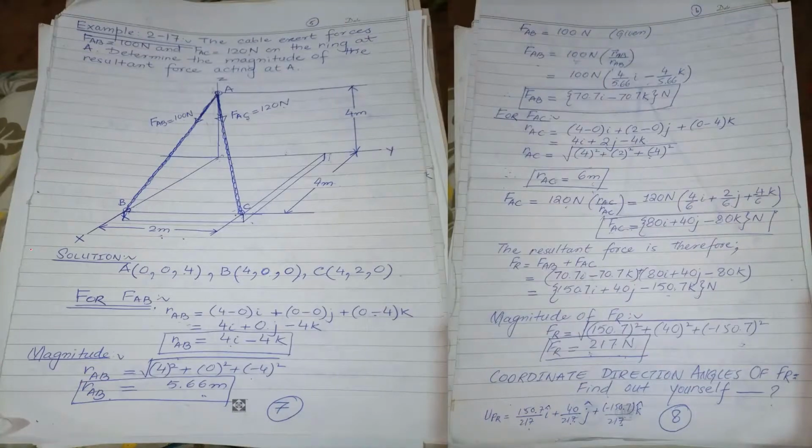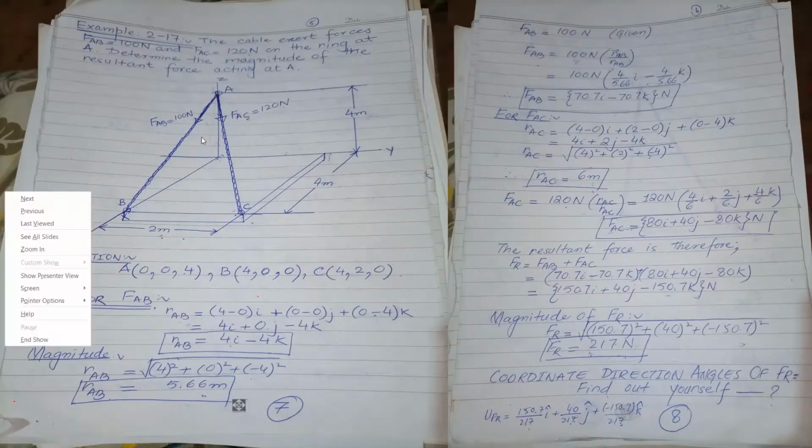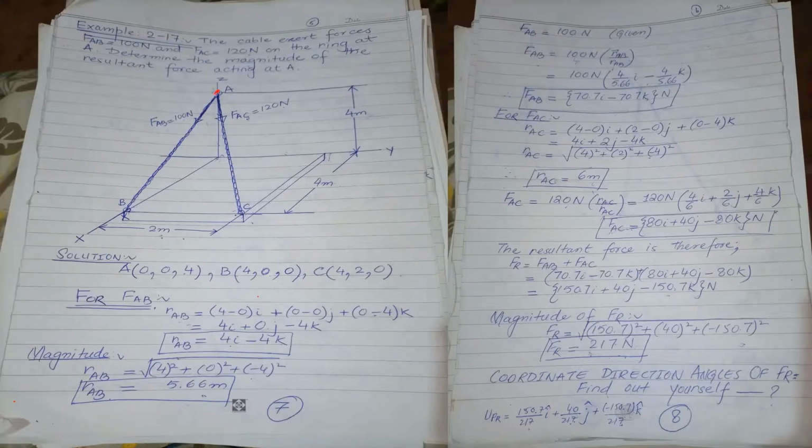The cable exerts forces FAB of 100 Newton and FAC of 120 Newton on the ring at A. At point A, you can see over here, this is the cursor, this is point A. We have to find its coordinates, and point B and point C coordinates. How can we find them? Point A obviously lies on the z-axis, so the x and y components are 0 and the height is 4 meters.